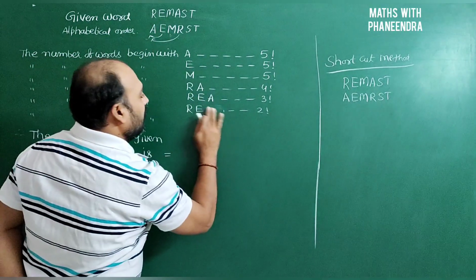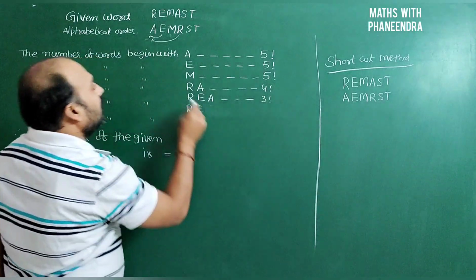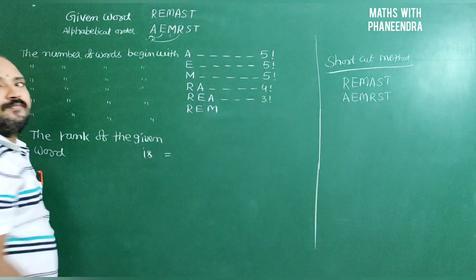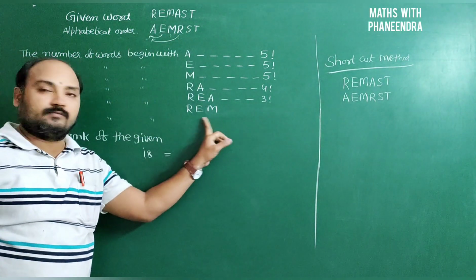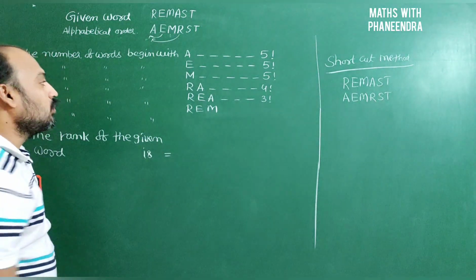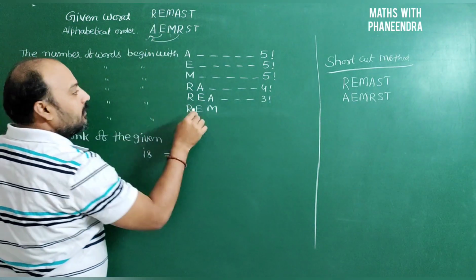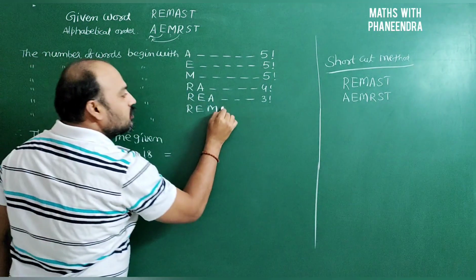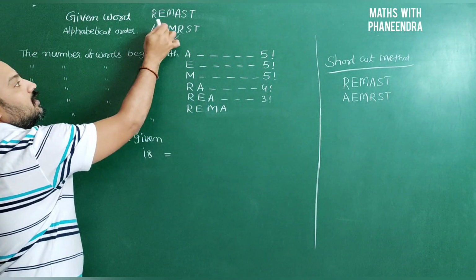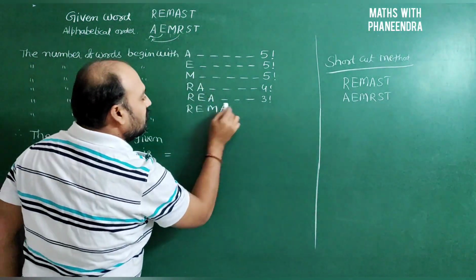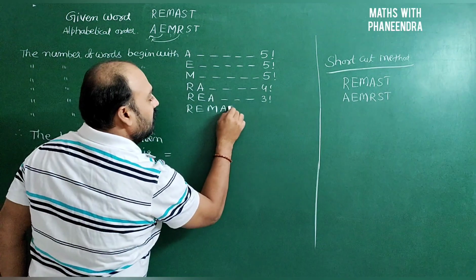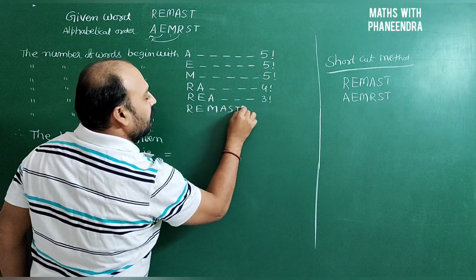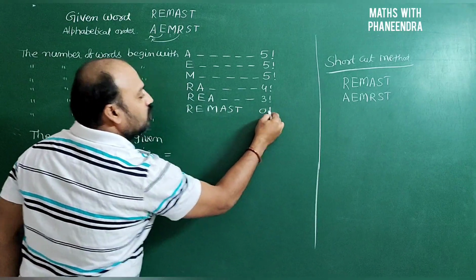Next, REM. REM is there already. So what we have to do? REM is already there, which means we can fix it. REMA. REMA is also there in this. Yes. Next word is REMASK only. REMAS. REMAS is also there. So remaining is REMASK. It can be done in 0 factorial ways.